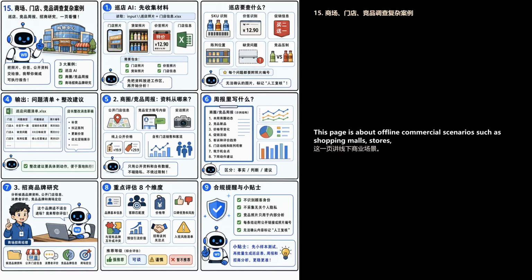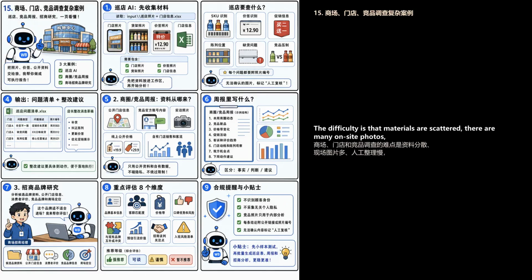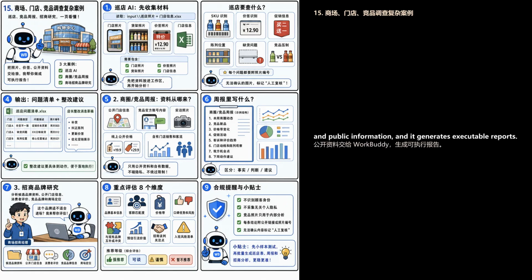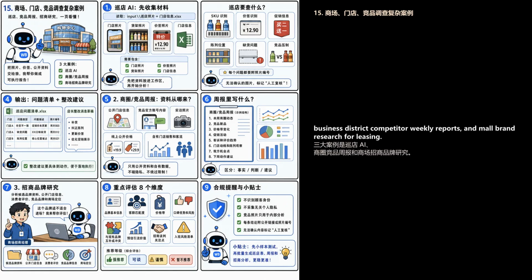This page is about offline commercial scenarios such as shopping malls, stores, and competitor research. The difficulty is that materials are scattered. There are many on-site photos, manual organization is slow, and conclusions must be actionable. The first panel gives the overall scenario. Give WorkBuddy photos, price tags, and public information, and it generates executable reports. The three cases are Store Inspection AI, Business District Competitor Weekly Reports, and Mall Brand Research for Leasing.